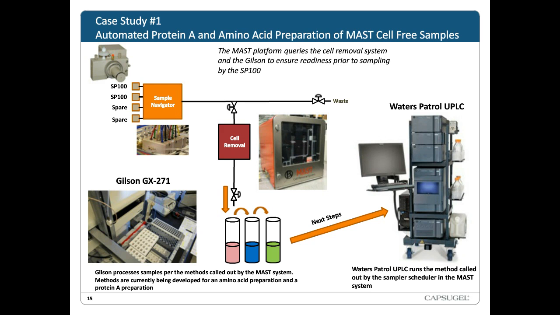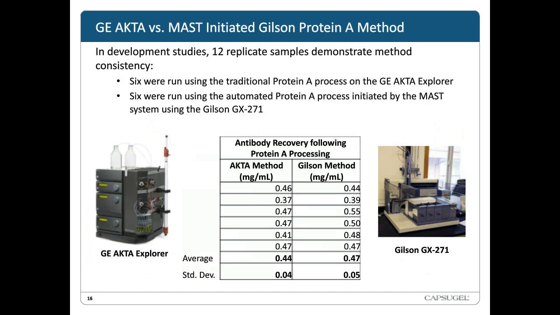So to give you a little bit of data on at least the protein A part of this, we wanted to test whether the Gilson protein A process was consistent with what we currently do in our lab. We took 12 replicate samples and ran them on the GE ACTA versus our MAST-initiated Gilson protein A method. You can see that all the results of these 12 replicate samples, 6 from each, are very consistent. So we're very happy with the way this automated protein A process is functioning.